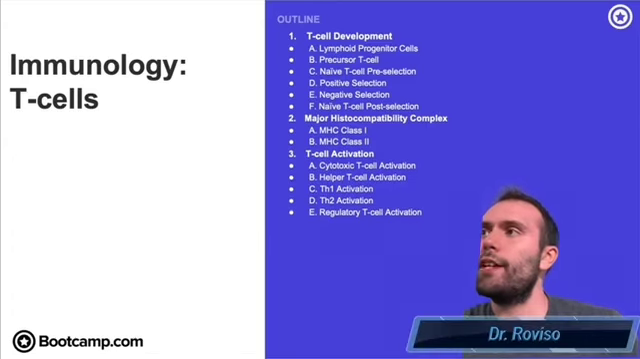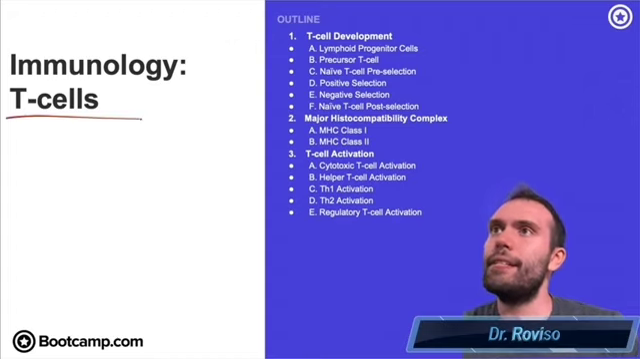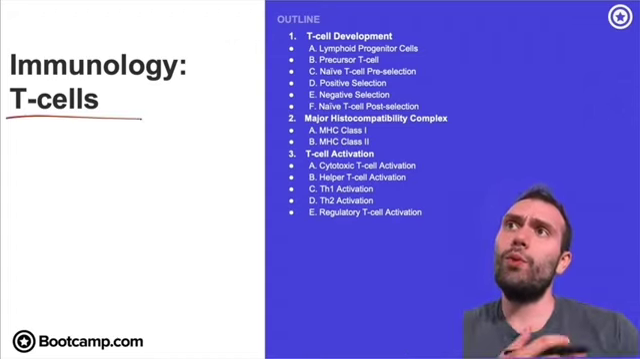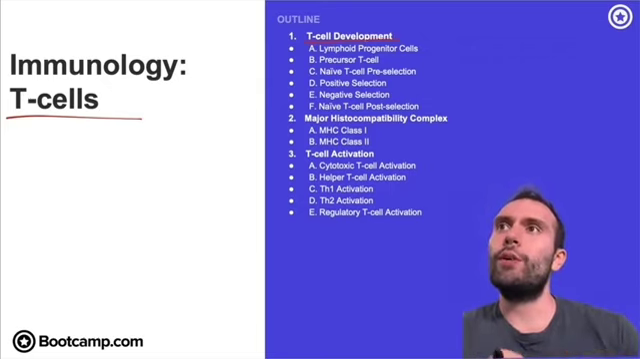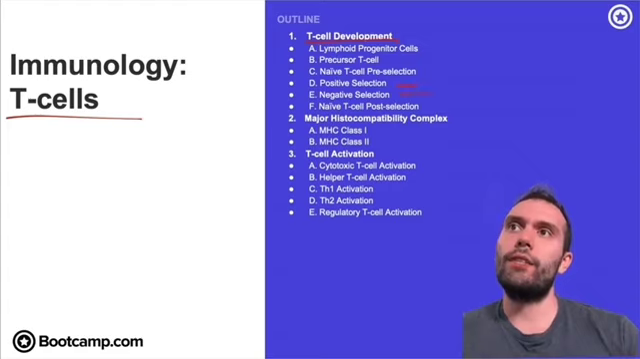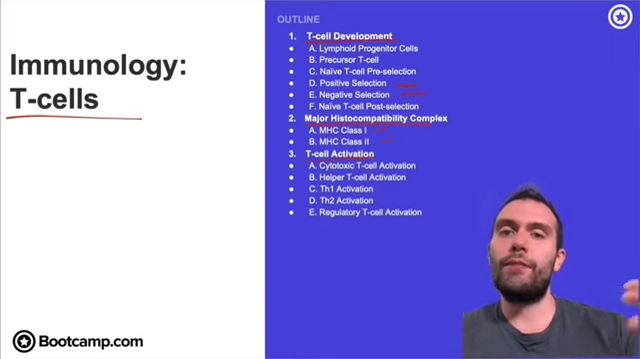Hey everybody, Dr. Viso here. In this video, we're going to talk about T cells. This is a pretty big video. We'll talk in the beginning about T cell development: what are the big things you have to know in regards to how T cells develop, positive selection, negative selection. These tend to be particularly high yield. We'll talk a little bit about the MHC, or major histocompatibility complex 1 and 2, and then we'll talk about the process of T cell activation.